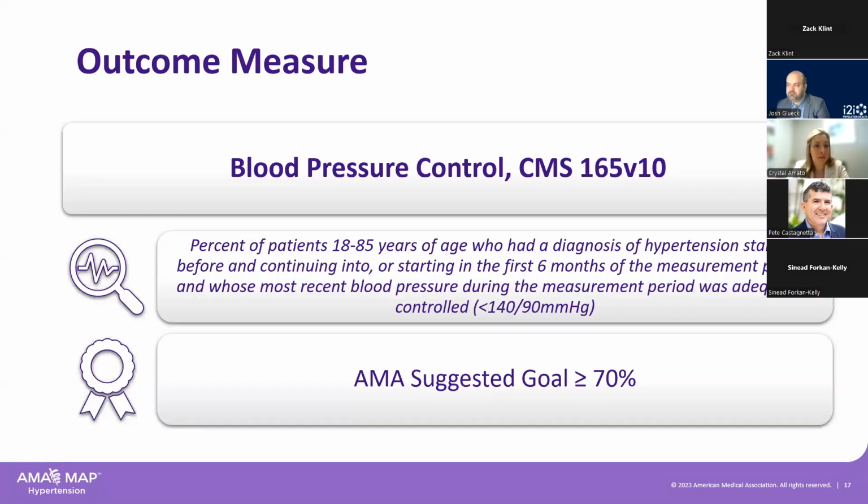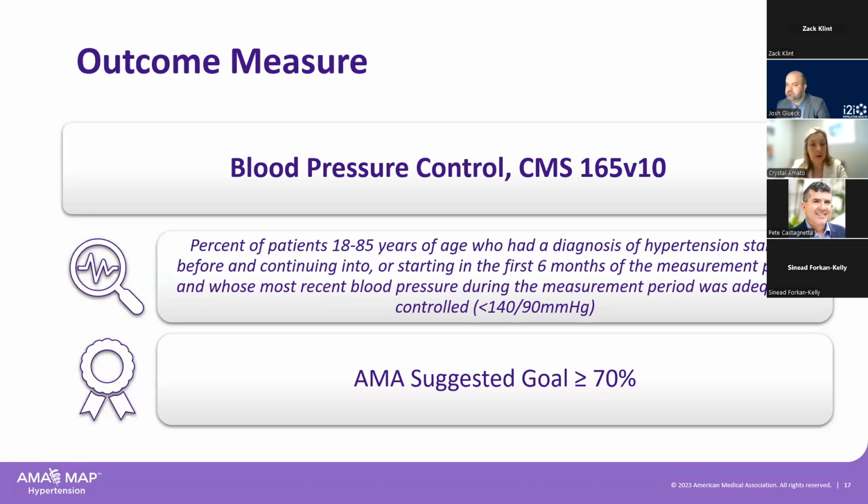Starting first with the outcome metrics. This measure likely is familiar to all of you as CMS 165, or blood pressure control. This metric tracks the percentage of patients 18 to 85 with an active diagnosis of hypertension before and continuing into the measurement period, or diagnosed in the first 6 months of the measurement period. And for the numerator, they have controlled blood pressure, meaning less than 140/90. The AMA does have suggested goals for most of our metrics, and in Tracks, these goals are defaulted as your targets.